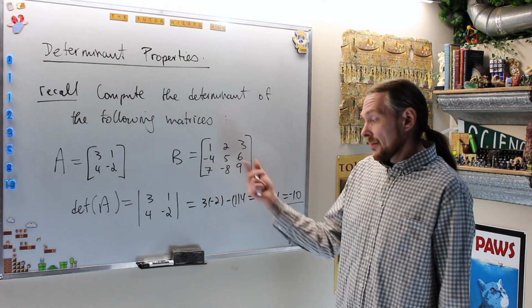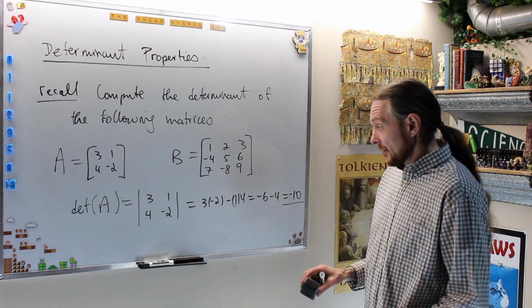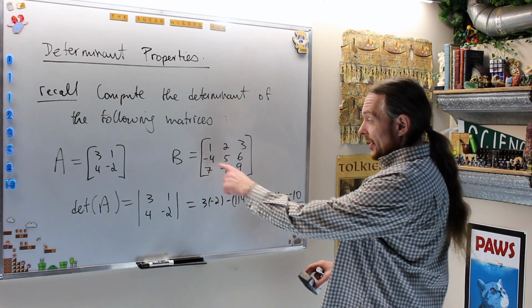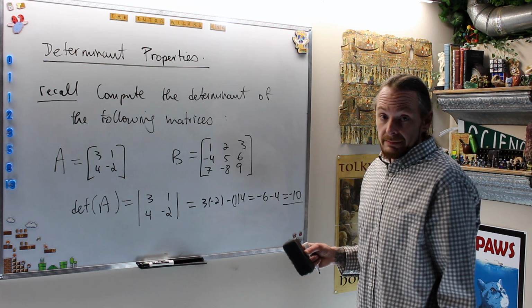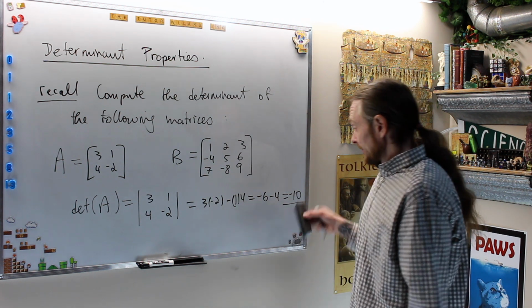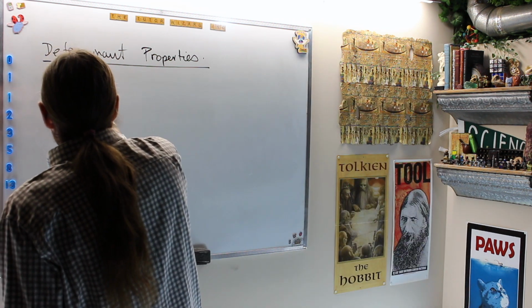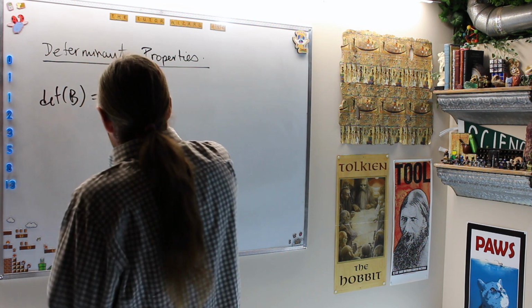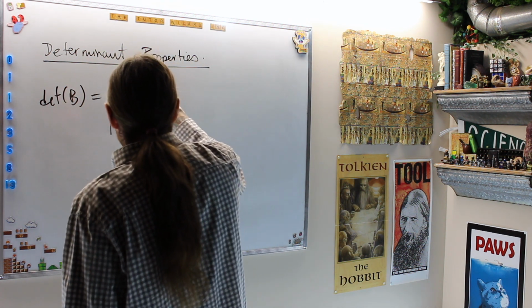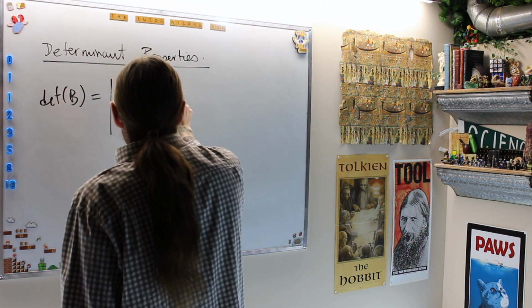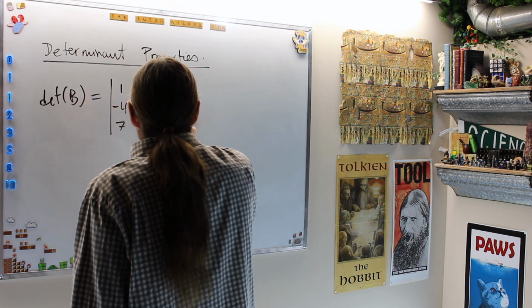The other one is going to be horrible, but let's see where we go with this. Basically 1, 2, 3, 4, 5, 6, 7, 8, 9, and then I threw on a couple of negatives. The determinant of B is equal to the determinant of 1, 2, 3, negative 4, 5, 6, 7, negative 8, 9.